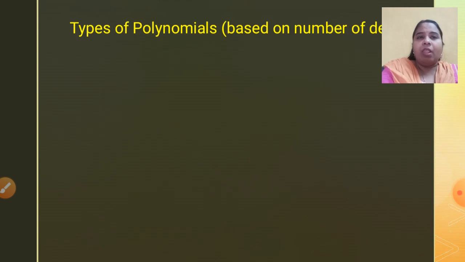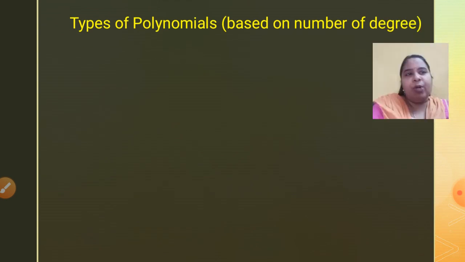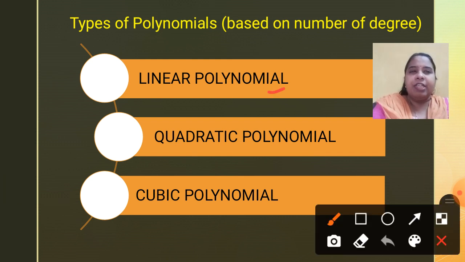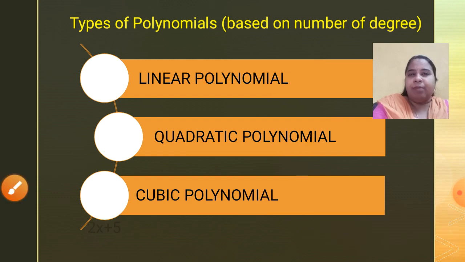Now let us move to the next type of polynomial. One I have told you depending upon the terms which you have already learned, that was monomial, binomial and trinomial. Now since I have explained you degree, now what are the types of polynomials based on degree? These are new terms to you. Please learn it. First is linear polynomial, second is quadratic polynomial, third is cubic polynomial. It's based on degree.